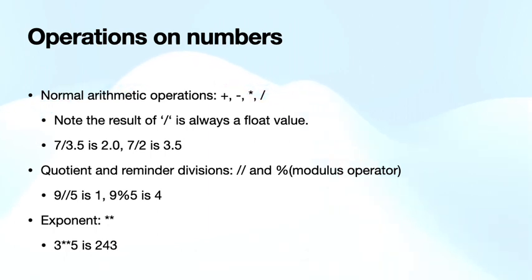If I say 7 divided by 2, I'll get 3.5, right? If I divide 7 by 3.5, then I will get 2.0, right? So it doesn't matter if I use both integers, or one float, or both floats, the result will always be a float for the division operator. Now in general, Python will allow you to mix ints and floats. So I can write 8 plus 2.6 or anything, and it will result in 10.6 or something, right?